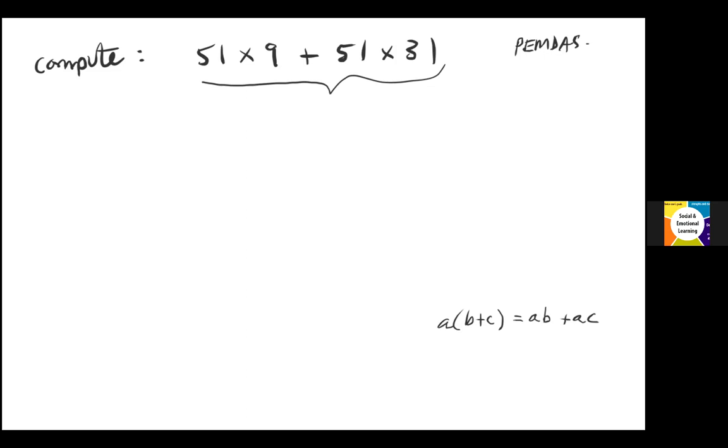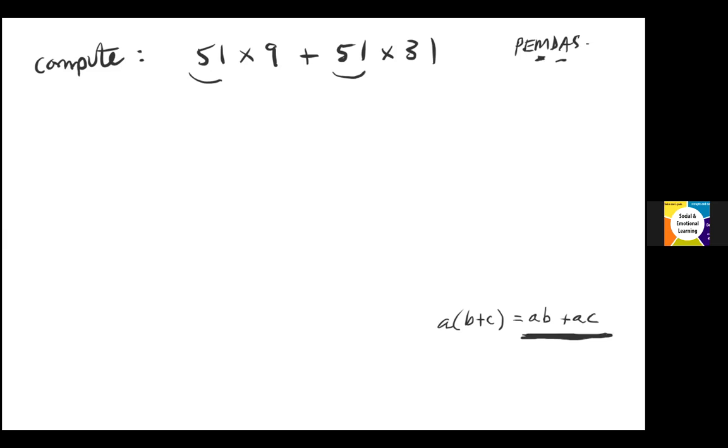So PEMDAS tells me that I have to do multiplication first, right? Multiplication before I do addition. But let's think about the distributive property down here and say, how could we use this form to simplify this? Does anybody have any ideas? We have 4 terms, but 2 of them are the same. How could I use what I have here, where I have 4 terms, to rewrite this in a way that might be easier to compute?